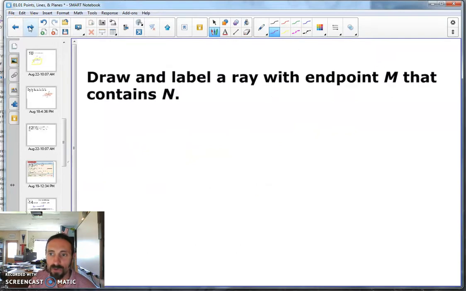Draw and label a ray with endpoint M that contains M. Go ahead, pause, try this yourself. All right, let's see what you came up with. Endpoint M. I'm gonna use my magic tools. What the heck?